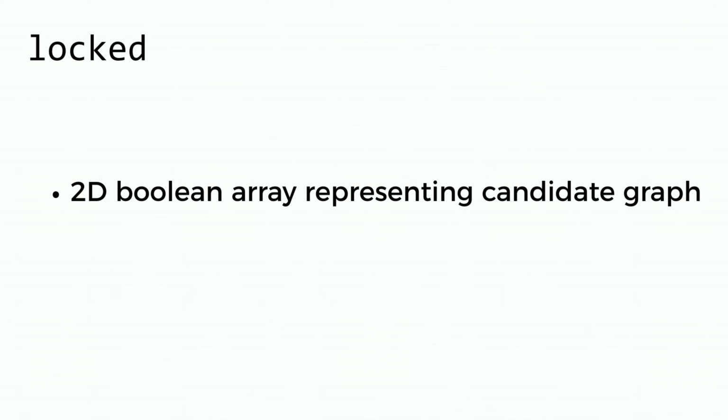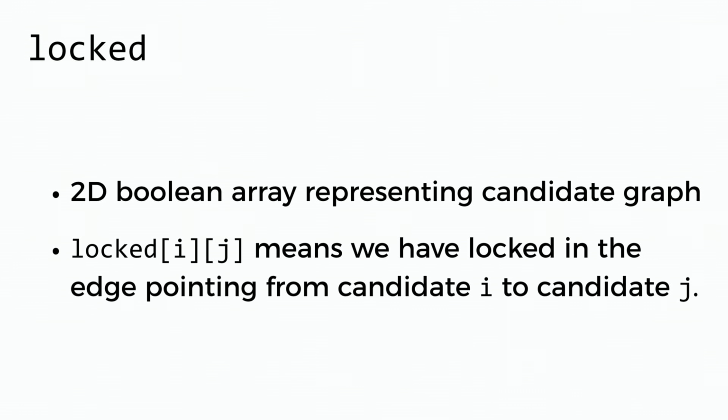We'll also need to keep track of the candidate graph. And to do that, we'll have a 2-dimensional array called locked, which will be a 2-dimensional Boolean array representing this candidate graph. And if locked[i][j] is set to true, that means we've locked in the edge pointing from candidate i to candidate j. So at first, all of the values in the locked 2-dimensional array will be set to false, meaning there are no arrows in the graph at all yet. But anytime you add an arrow from candidate i to candidate j, then you should set locked[i][j] equal to true to represent that in your computer's memory.